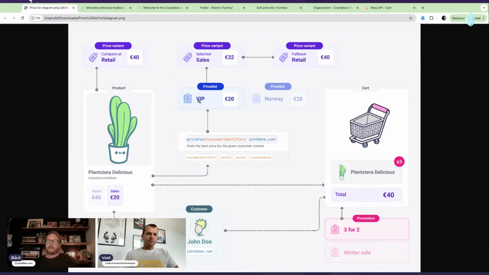And what's fancy here is that on the API side, we have a method called price for, which will actually check the best possible price that you have in your given context. So providing this customer is part of this customer group, etc. So that's kind of the next level, and I think we'll stop there on the diagram for now, and let's just take a look at what does this mean, right?